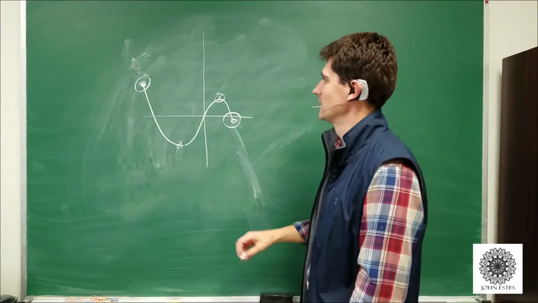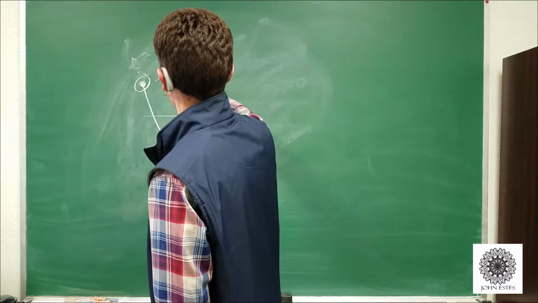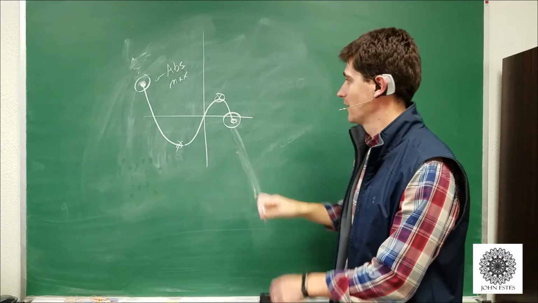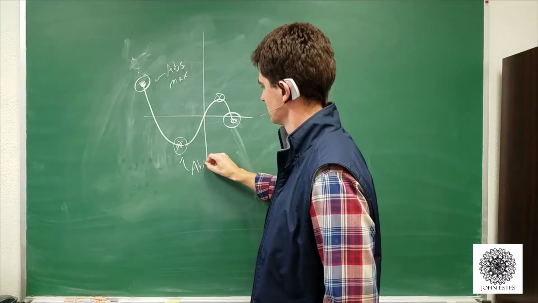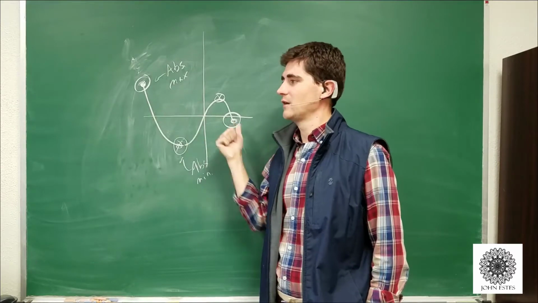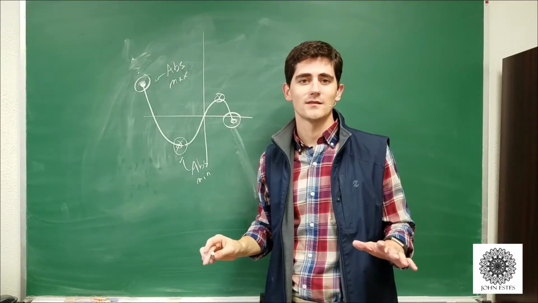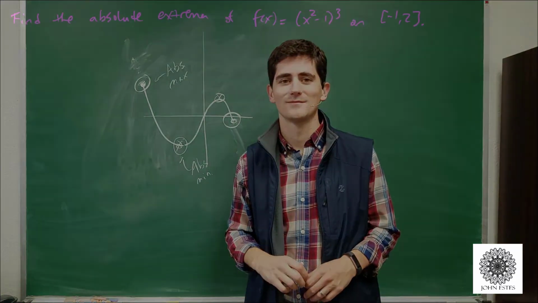And so here I can see this is my absolute max. That is the highest point on the graph. And this is my absolute min. So it can come from either a critical point or one of the endpoints. And those are the only points you have to test. It's pretty simple, but I'll show you an example how it works.